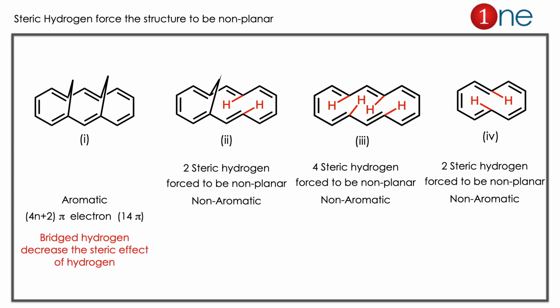The hydrogen atoms are compensated by the methyl group there, so no steric effect, hence it is planar. It has 4n plus 2 pi electrons, totally 14 pi, so it is definitely aromatic. So the answer is clearly A there. The concept you have to learn here is that steric effect influences the planarity of the compound, basically the hydrogen steric effect.